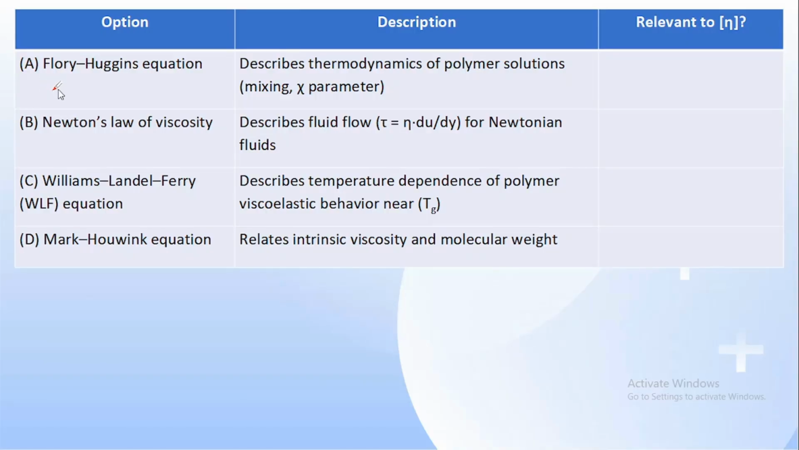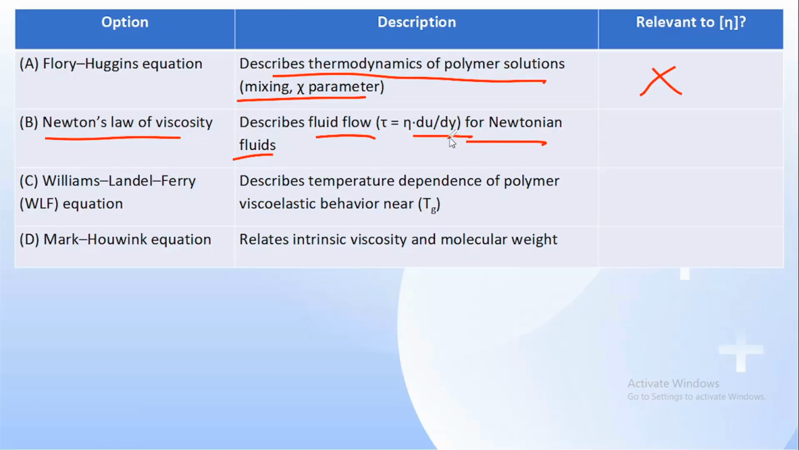So the Flory-Huggins equation has significance with the mixing chi parameter, which describes the thermodynamics of the polymer solution. So it doesn't have any relevance with the intrinsic viscosity. Second is Newton's law of viscosity, which describes fluid flow for Newtonian fluids. So shear stress is directly proportional to the velocity gradient. So it also doesn't have any relevance with the intrinsic viscosity.